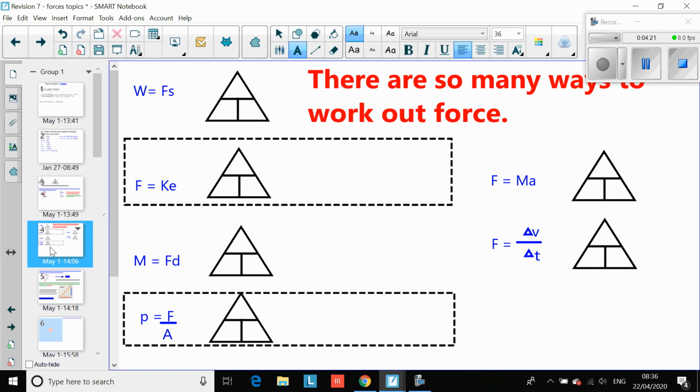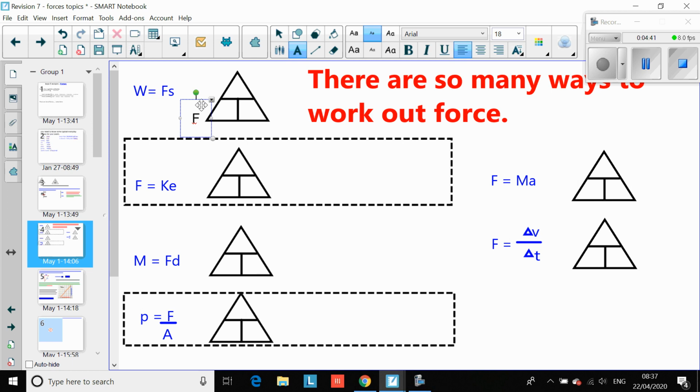There are many ways to work out force. This unit has the most equations in it, other than possibly electricity, so there are several different ways. So, for example, work done is F times S. So, for example, just add this in.